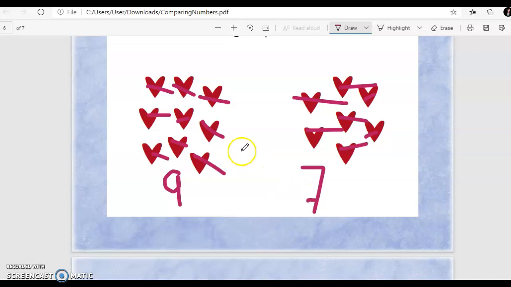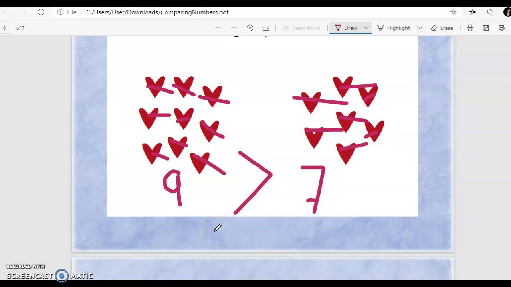That's great. Number 7 is less than number 9. So Ali Alligator will turn his back to number 7 because he doesn't like to eat the smaller number at all. He always likes to eat and open his mouth towards the greater number.